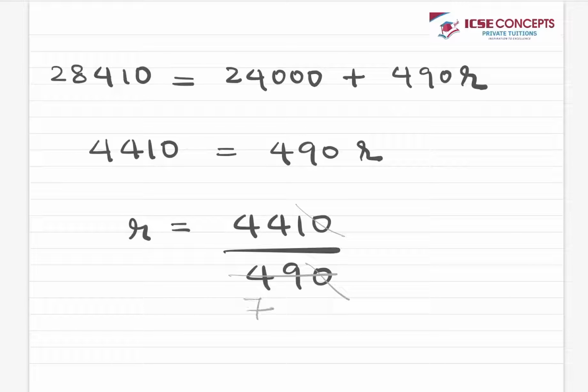7 7s are 49. 7 5s are 35. 7 6s are 42. And 7 3s are 21. 7 gets cancelled, 9s are. So you get R is equal to 9%, right? So you can write the final answer.